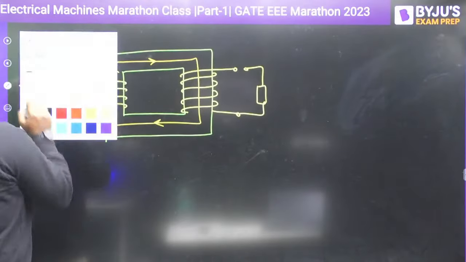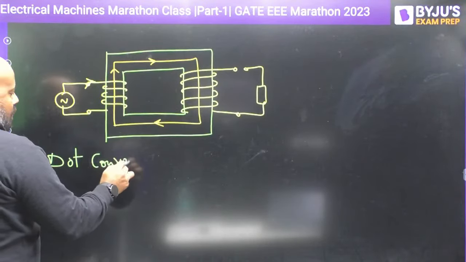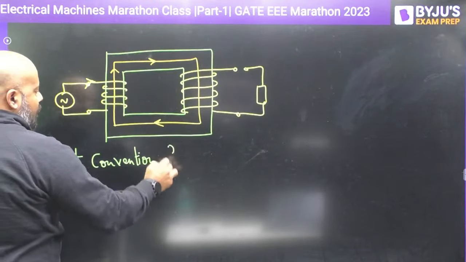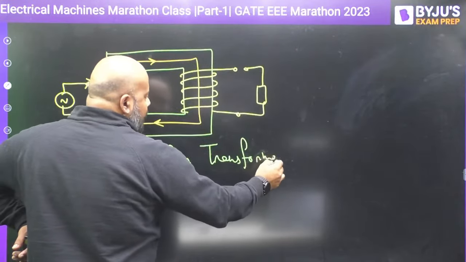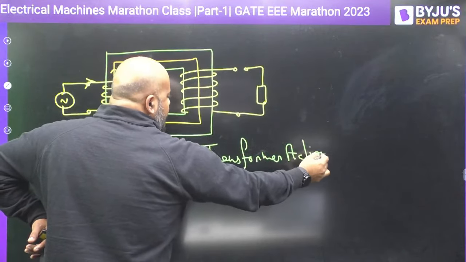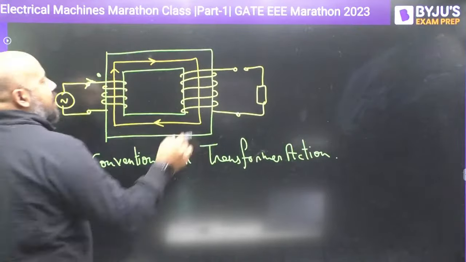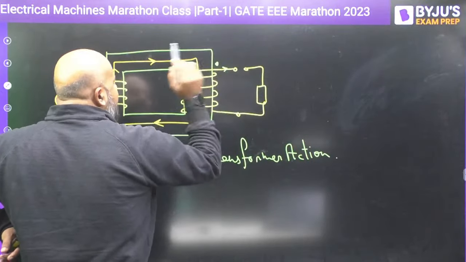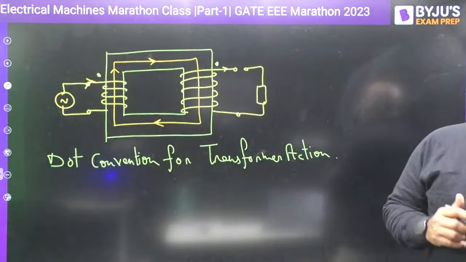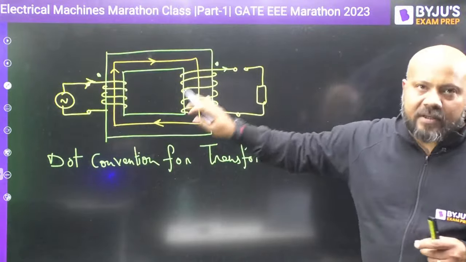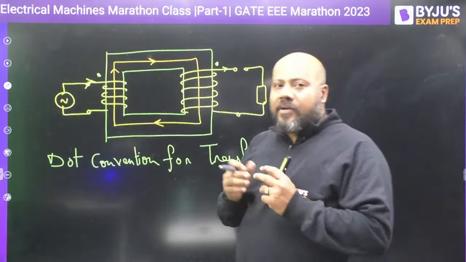If this is the direction of current, now the dot convention for the transformer action is that if the current is going to enter the dot at this winding, then it should be leaving the dot at this winding. If the current enters the dot at one winding, then it is going to leave the dot at the other terminal, or vice versa. If it is leaving the dot here, then it is entering the dot here. Now this is important to get the polarity.